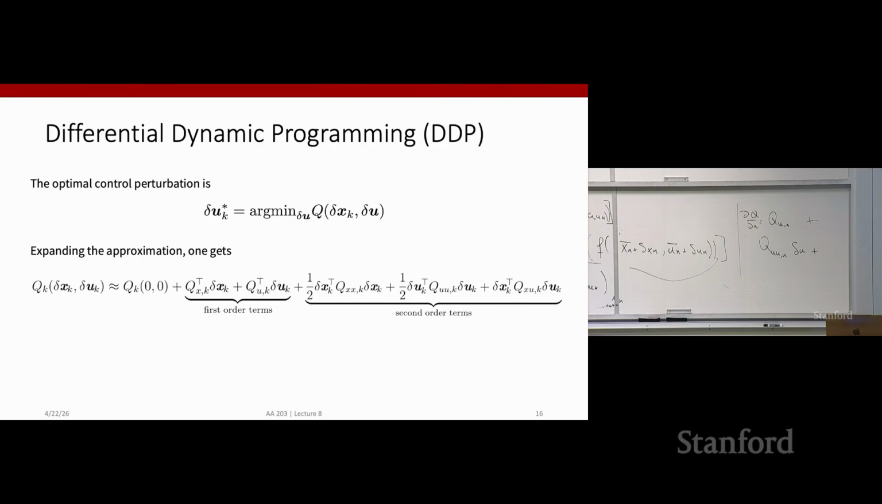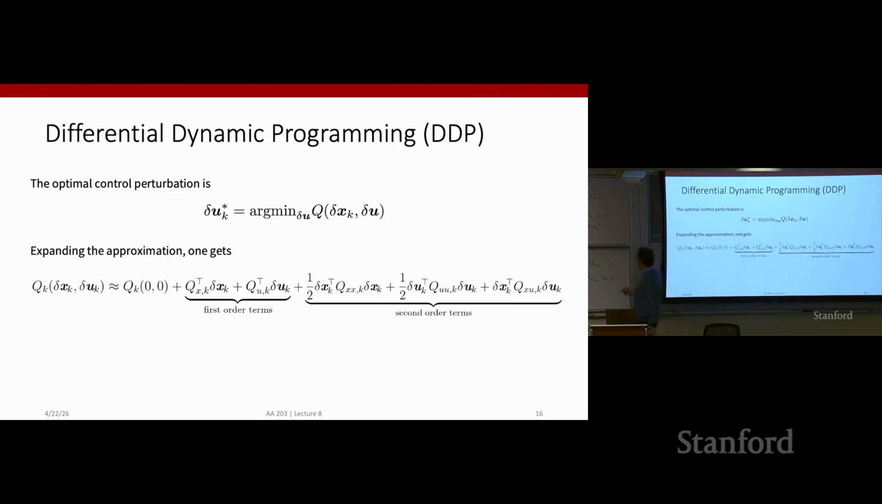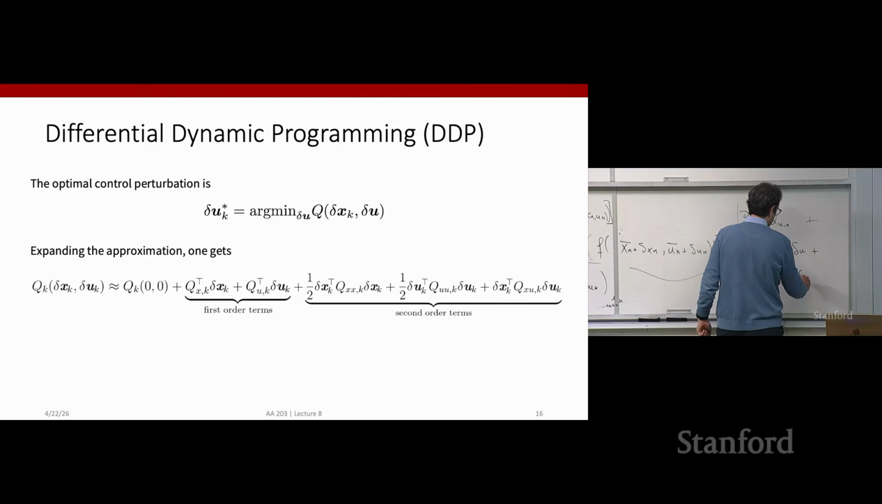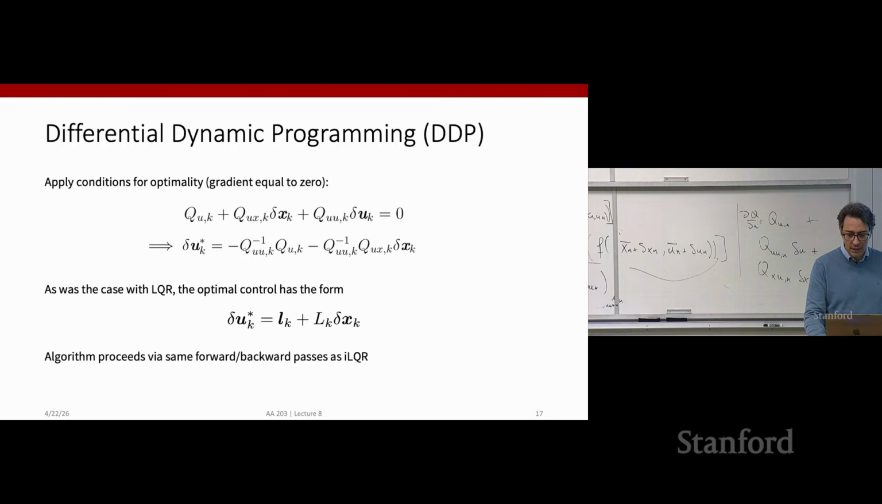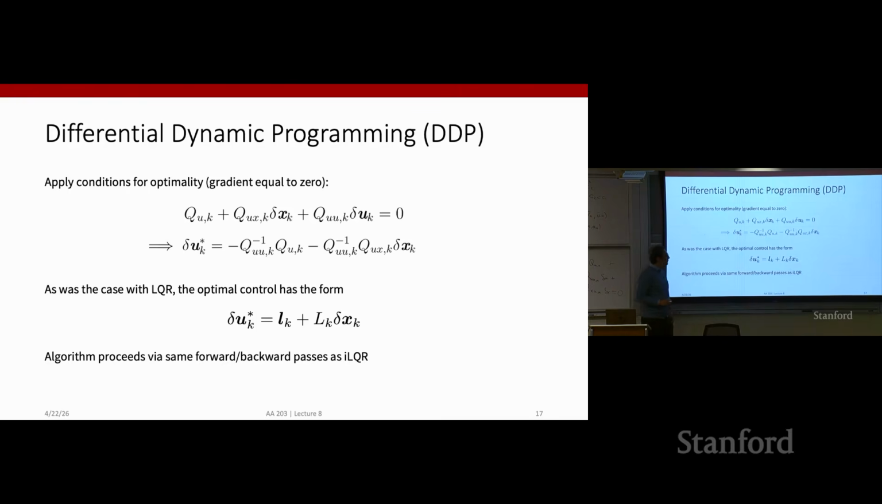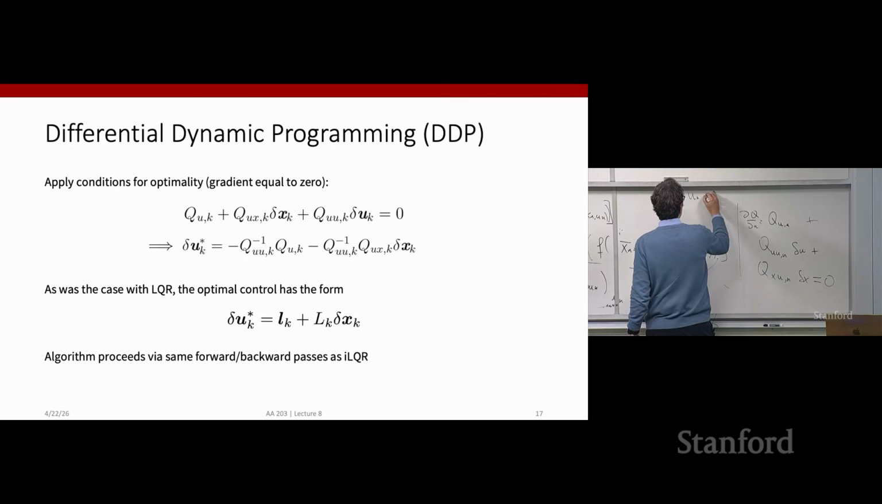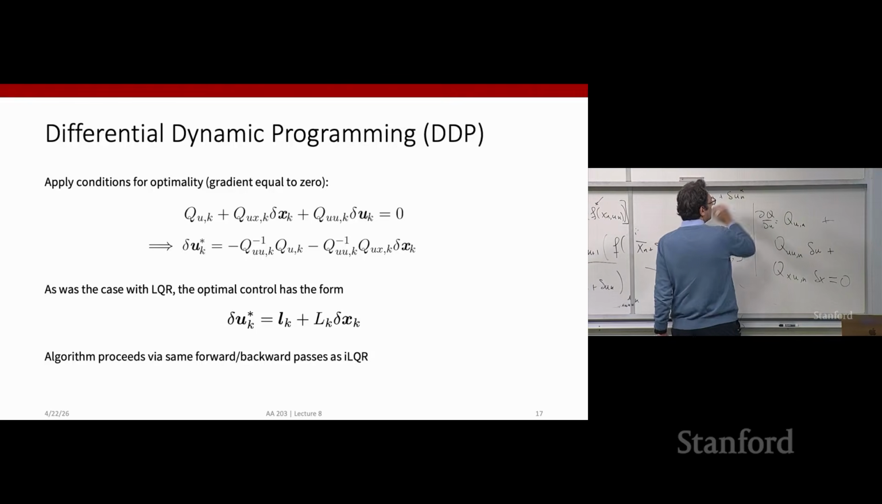So this is a linear term. So we take the derivative with respect to delta u. So we get plus Q_xu,k times delta x. We set all of this equal to 0. And then we solve for the optimal delta u, which is what we have here. And that's basically your new control, u_k plus delta u_k star.